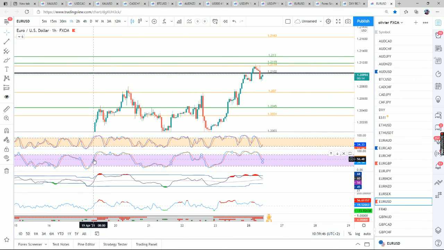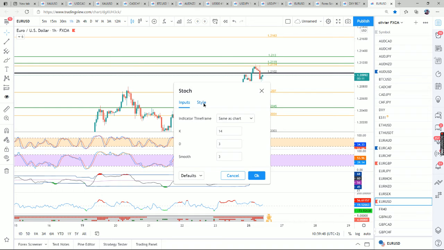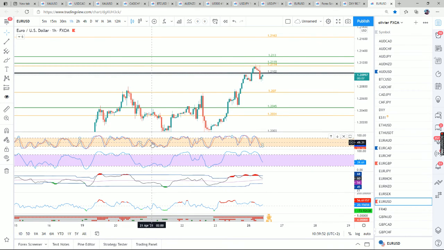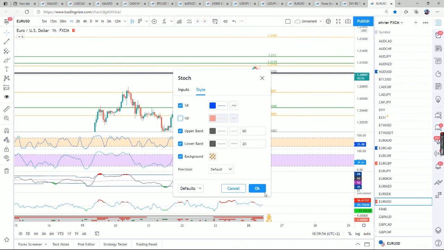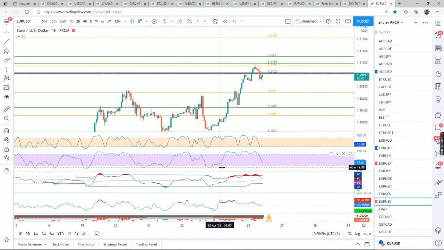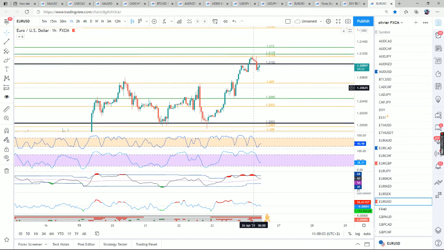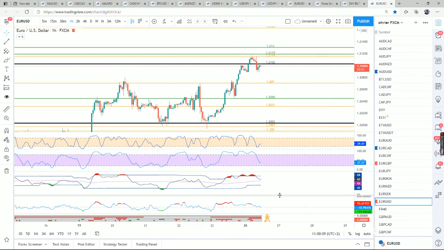What I do is take off the D signal because it's not something we use. You can use it, you can find a way to use the crosses, but this way we have a cleaner situation. We already have enough indicators on our charts, so it's better to take off some of them, and that's how we do it.